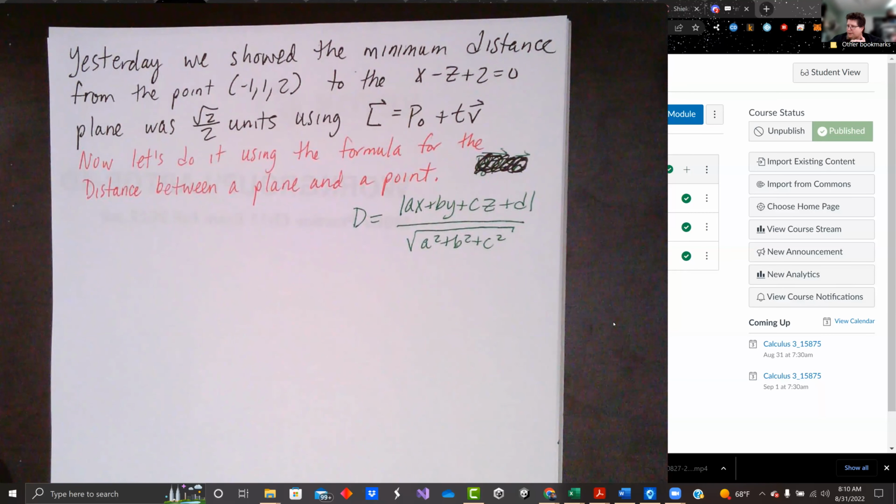All right, so yesterday we did a problem where we found the plane was x minus z plus 2 equals 0. And using the parametric equations, we were able to find the minimum distance from the point (-1, 1, 2) to the plane, using parametric equations and orthogonality. We can do the same thing using the distance between a plane and a point. There's a formula for it, using projections, and it was one of the videos. But I thought showing how to get it two ways might be pretty good. Go ahead and work on this a couple minutes and we'll do it together.